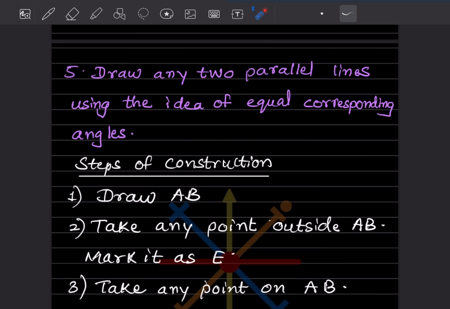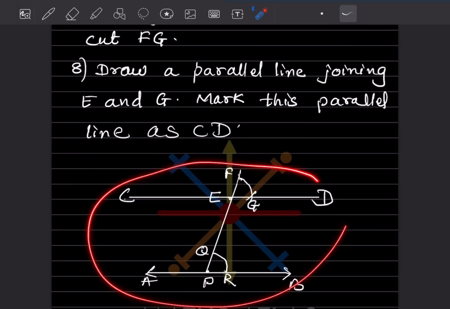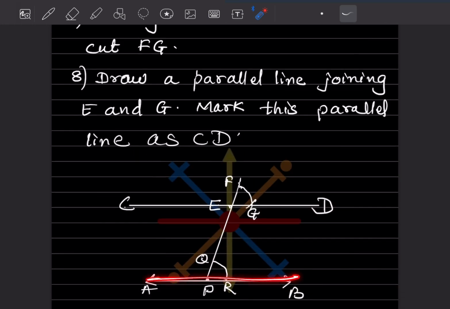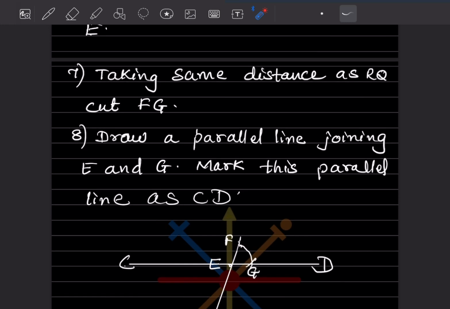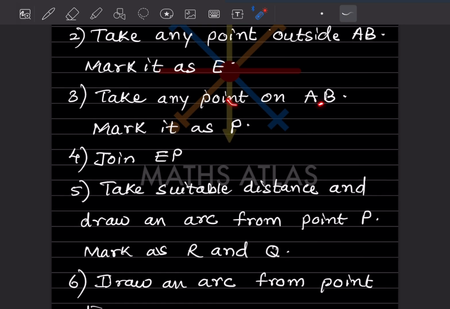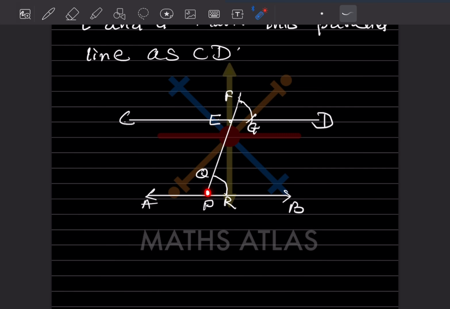Now here, draw any 2 parallel lines using the idea of equal corresponding angles. These are the steps of construction given, and this is the construction. Now what will you do? You will draw AB. Then the second step: take any point outside AB and mark it as E. You can take any point anywhere and mark it as E. Take any point on AB and mark it as P. I have just marked this P and E.